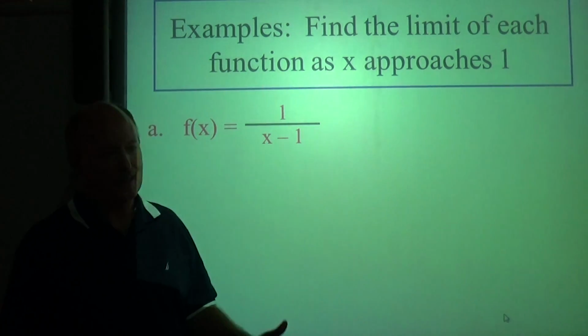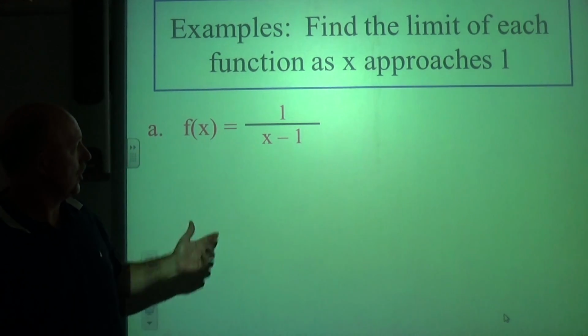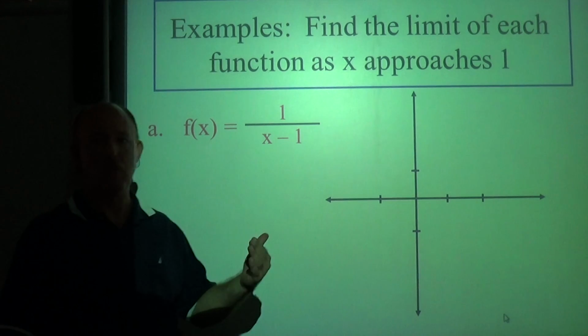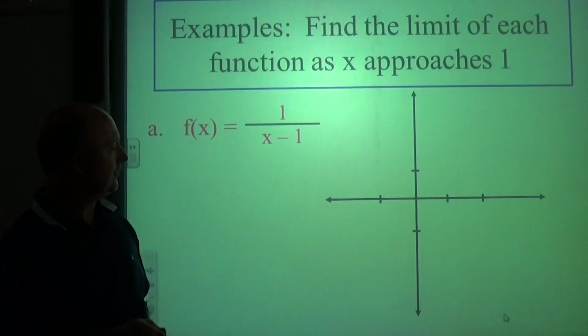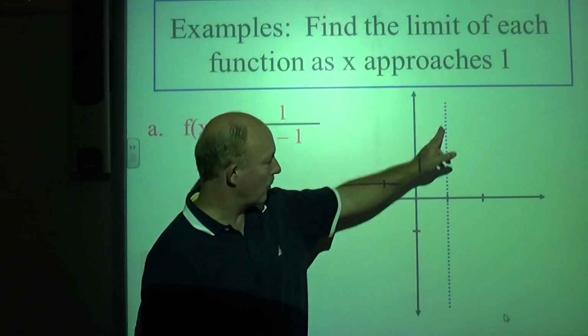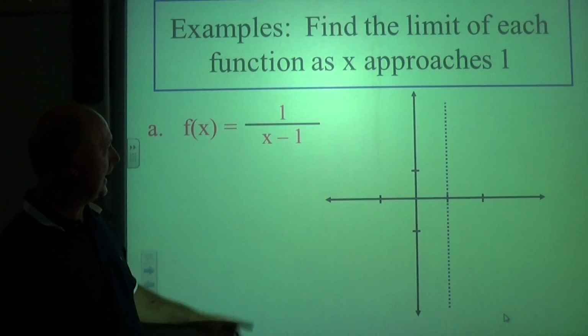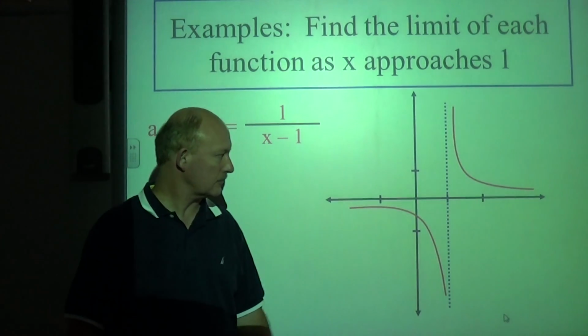Now to get the limit as x approaches 1, we take the left-hand limit and the right-hand limit. If you look at the graph on this, you've got a vertical asymptote at x equals positive 1, sorry. So this would be our vertical asymptote here, and the graph looks like this. This is the typical shape.